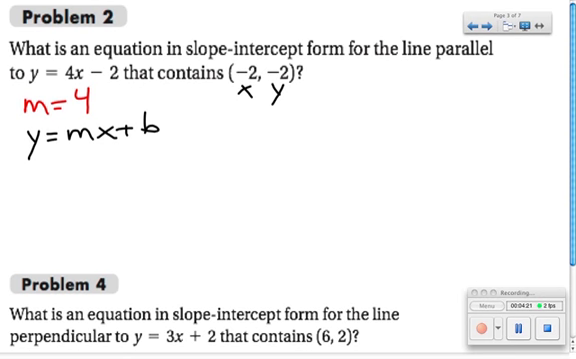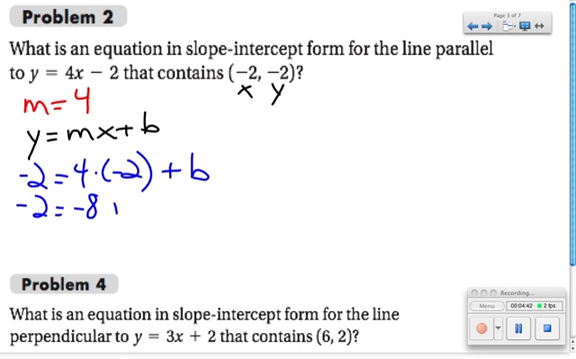Here's what I mean. As she said, take the -2, plug it in for y. Take the 4, plug it in for m. Take the other -2, plug it in for x. I have nothing to plug in for b, so I just write down plus b. Well, now I just have an equation in one variable. Easy to solve. Let's simplify it, though. -2 equals -8 plus b.